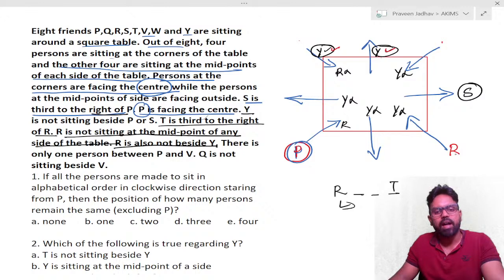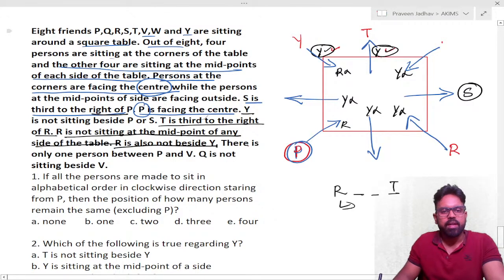what will happen if R comes here? Third to the right, who must come? T must come. Who will come here? T. If T comes here, who will come here? Y. If T comes here, Y will come here.